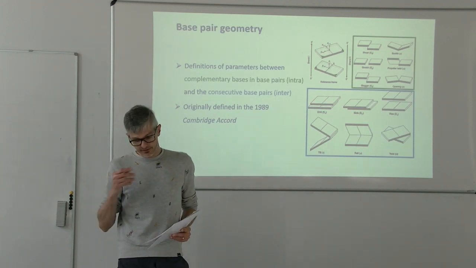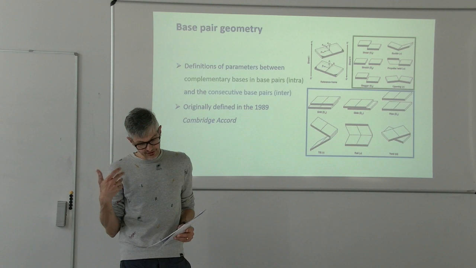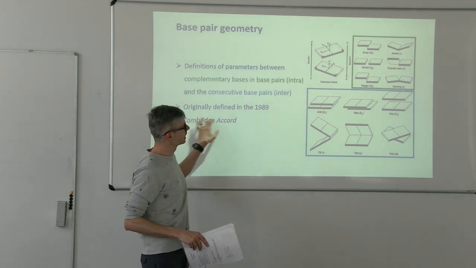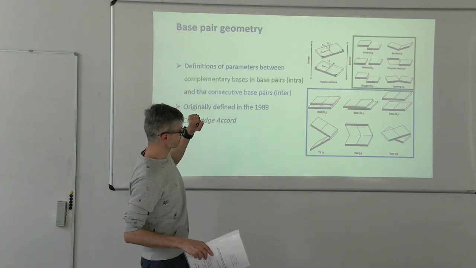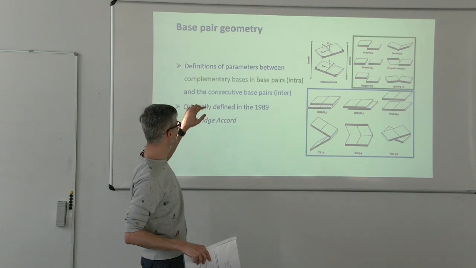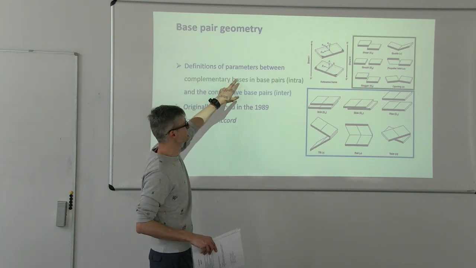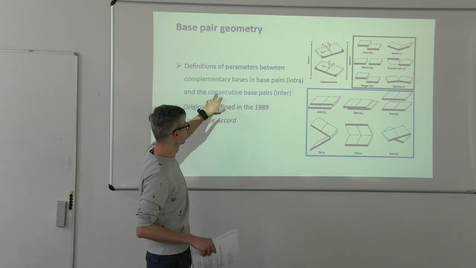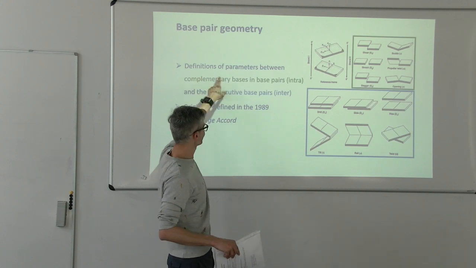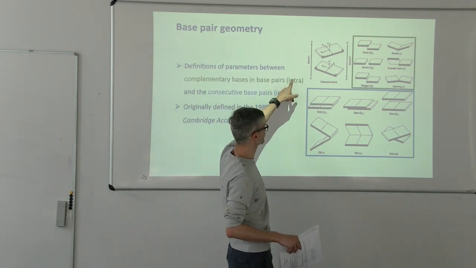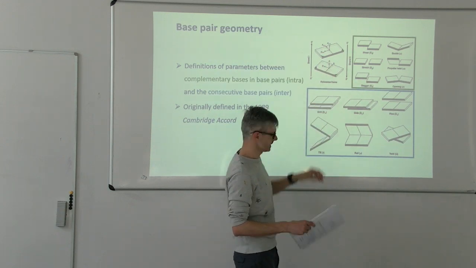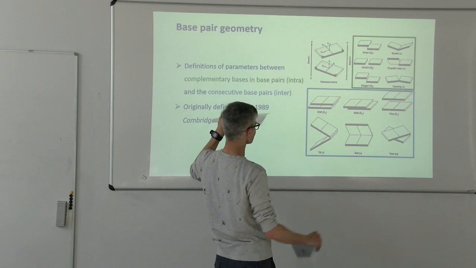Now to compare all of these and to define the structures, they made the Cambridge Accord to try to describe these structures. You have two kinds of parameters that they describe here, and it depends on whether you have complementary bases in base pairs or consecutive base pairs to take into account. If there are complementary bases in the base pair, it means intra, which means two next to each other: one base, a second base.